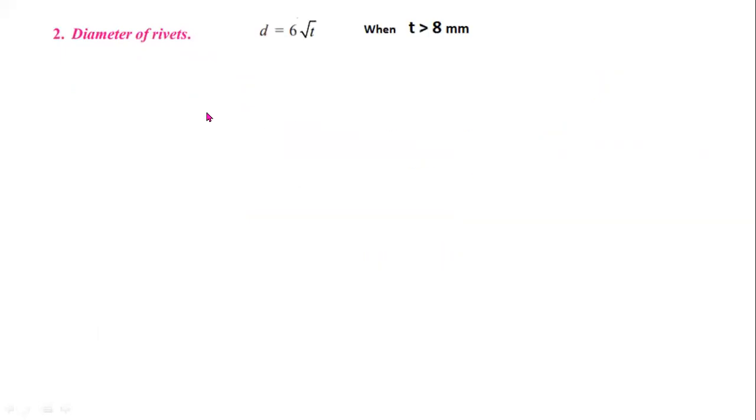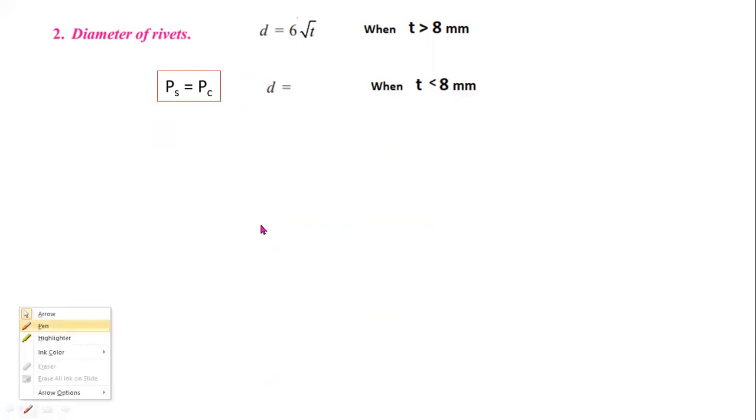For determining the suitable diameter of the rivet, you have to use this formula: D equals 6 root T. Here, if the thickness of the boiler shell T is greater than 8 mm, then you have to use D equals 6 root T for the diameter of the rivet. You can use this formula directly when the thickness of the boiler shell is greater than 8 mm.